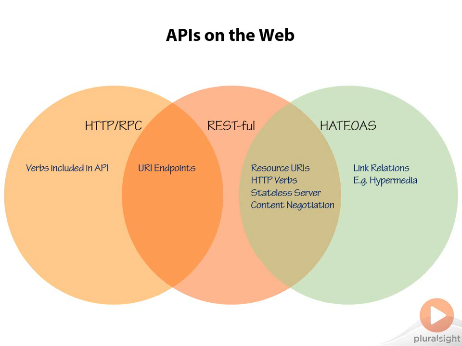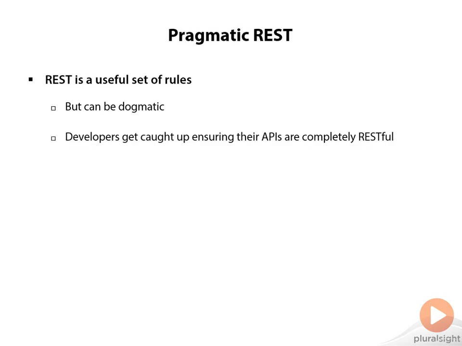We're going to cover RESTful and HATEOAS in this course, but most of the course is going to be about this RESTfulness. When it comes to REST, there are a lot of different opinions out there, and people can be very entrenched in their opinions. I prefer the approach of what I like to call pragmatic REST. REST is just a useful set of rules, but they tend to be dogmatic. The list of what makes an API truly RESTful can tend to bog down the pragmatic job of exposing an API that users and customers actually need.